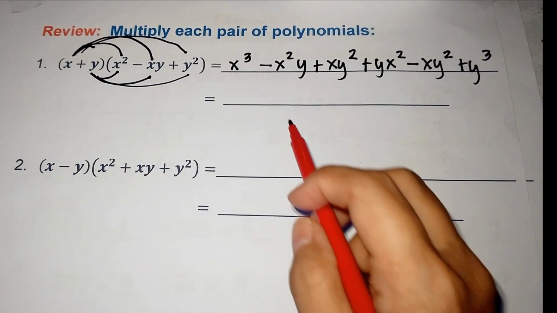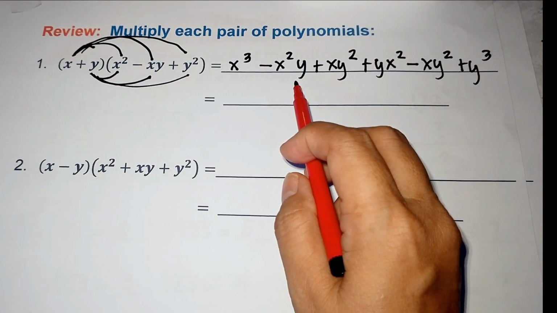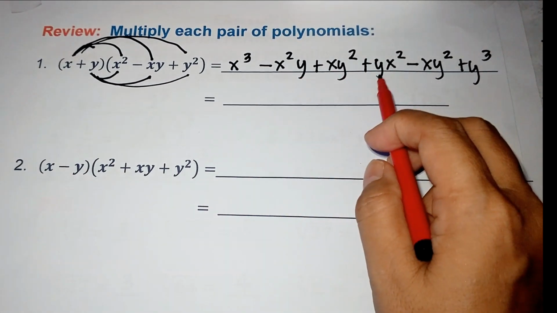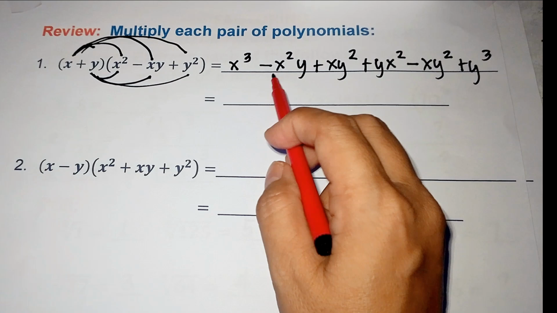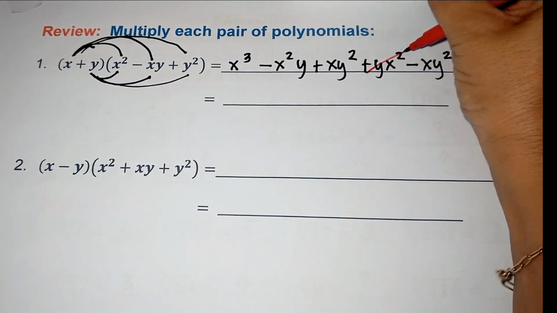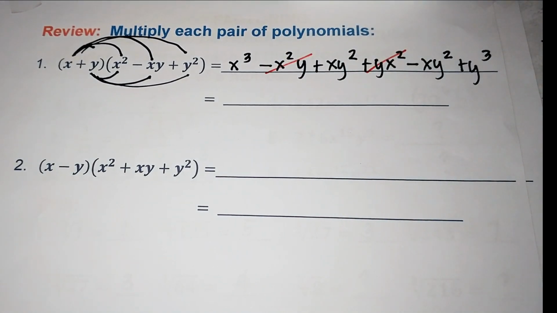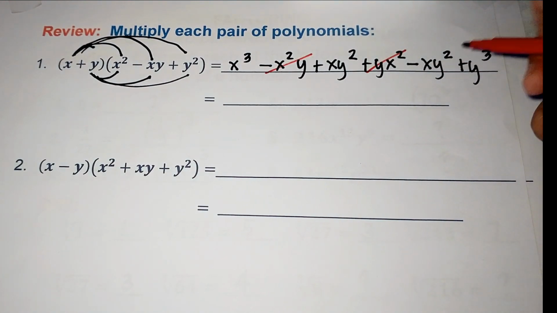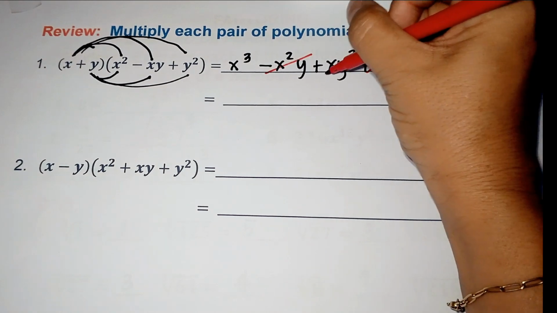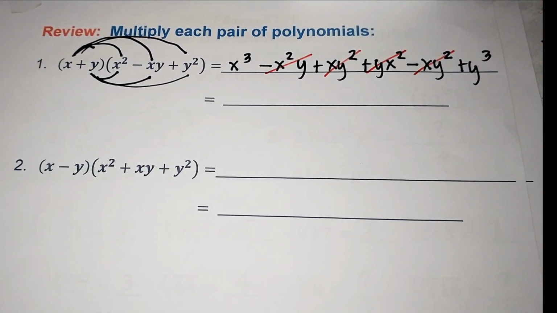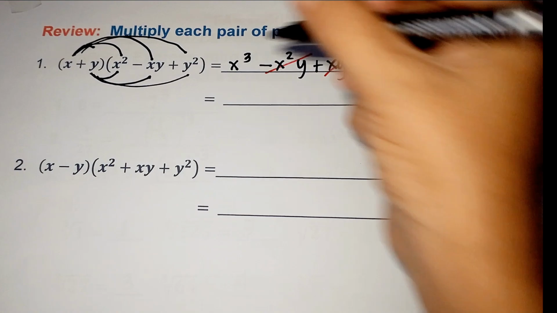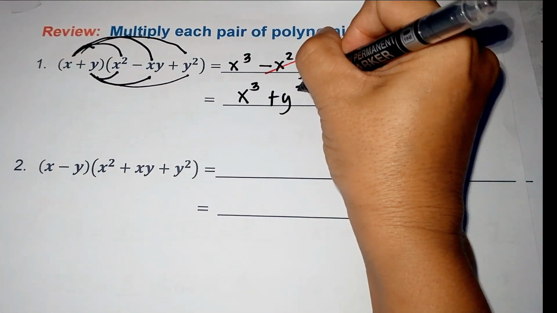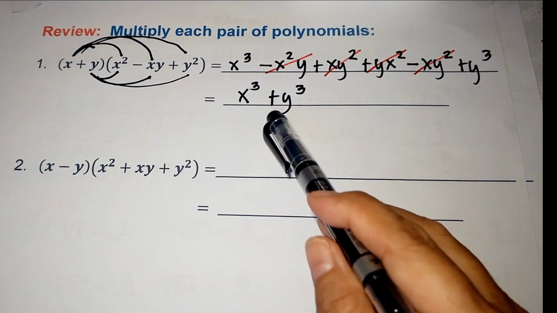But we can see here that we have negative x squared y and positive yx squared. So x squared y and yx squared are just the same, but one is negative and the other is positive. So we can just cancel them because their sum is 0. And the same with positive xy squared and negative xy squared. Positive and negative, the same terms, that will also be 0. Therefore, we have x cubed only plus y cubed. So we have now a sum of 2 cubes.